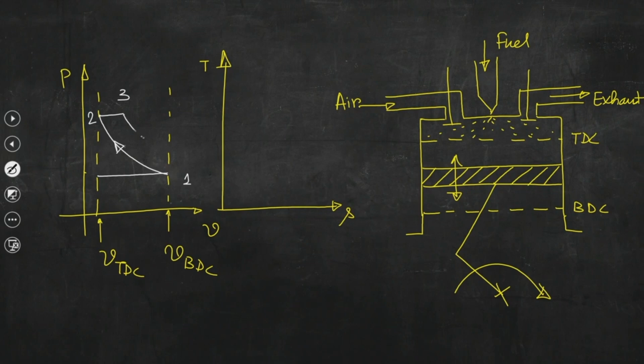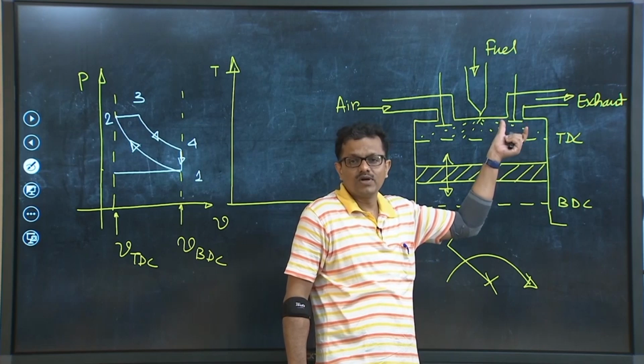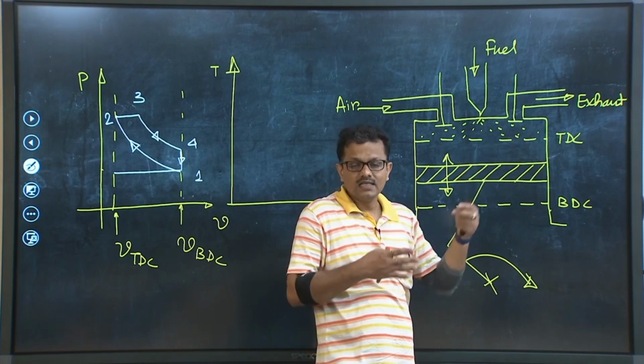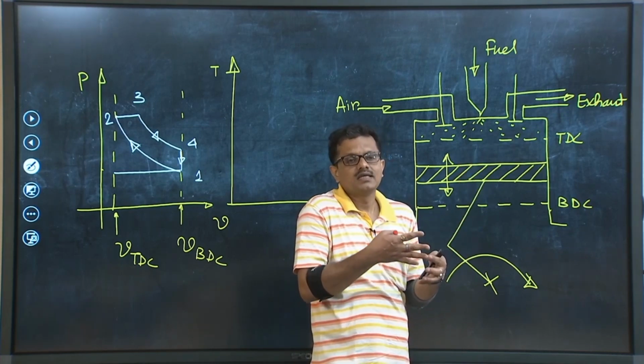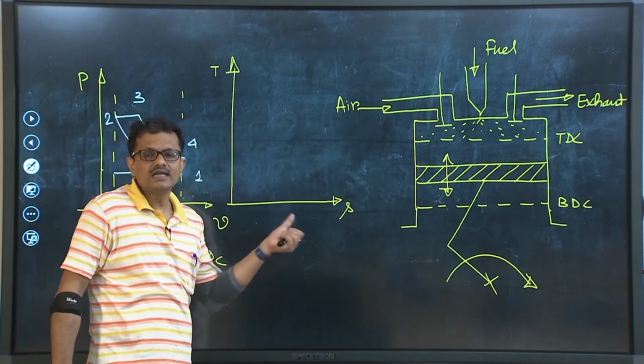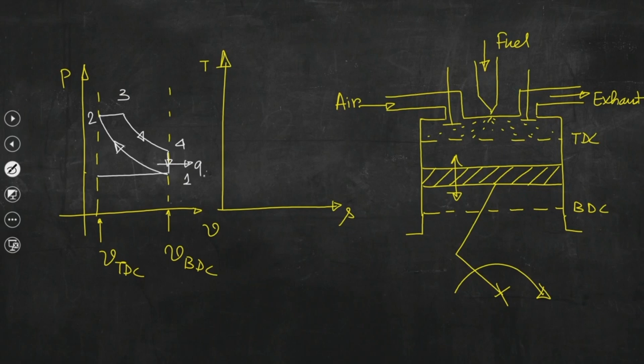Finally, 3 to 4 is the expansion or power stroke, and then 4 to 1. When the piston is about to reach BDC, the volume remains more or less constant. We need to open the exhaust valve to take a certain blow down of the combustion gases, only to reduce the pressure inside the cylinder, and this blow down process is the representative measure of heat rejection from the system. So that is 4 to 1, which is Q out.